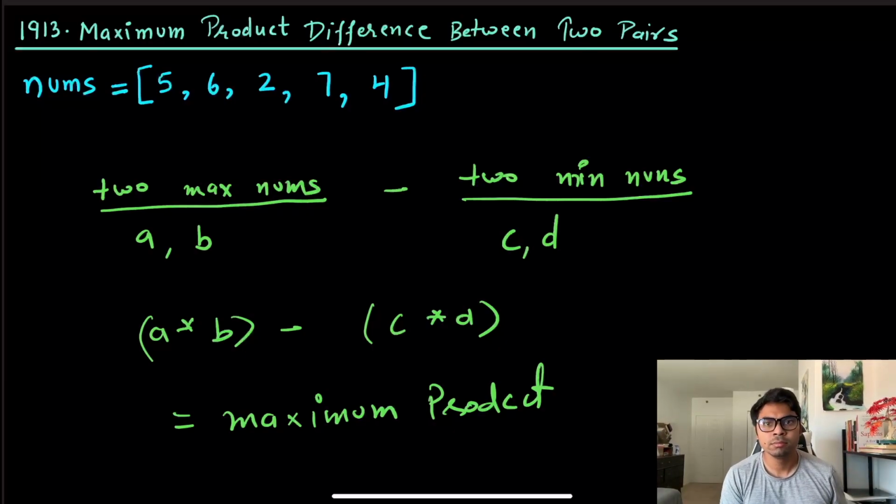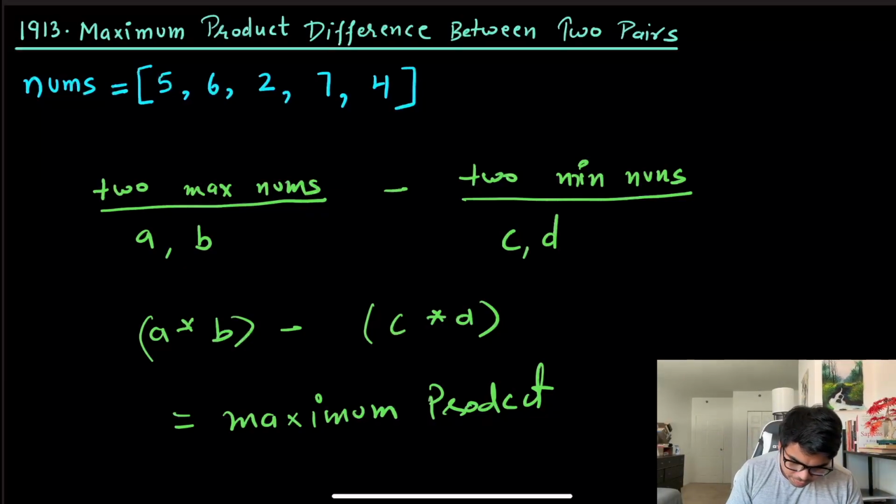Doesn't that hold true? I think it does, because all the numbers are positive. If you choose the two biggest numbers and multiply them, then choose the two smallest numbers and multiply them, and then subtract the product of the two smallest from the product of the two largest, you get the maximum product, right?